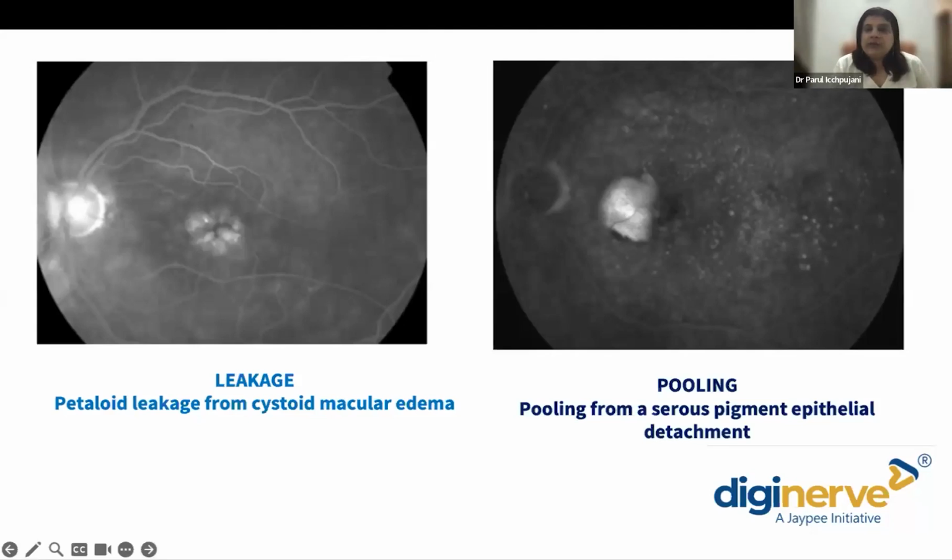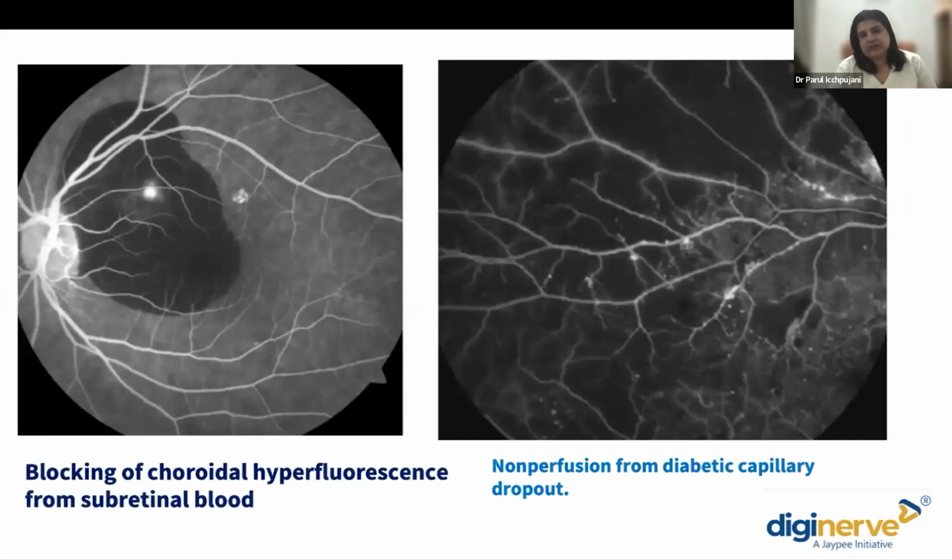detachment. Now, always remember, we can never pinpoint a pathology with just one test. So the clinical picture, the fundus photograph, the fundus fluorescein angiography, and the OCT all have to correlate for you to be able to label a patient with the correct diagnosis.